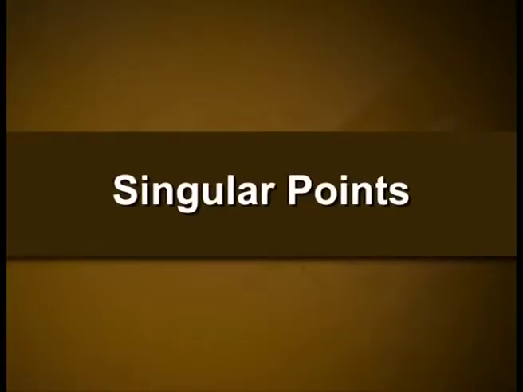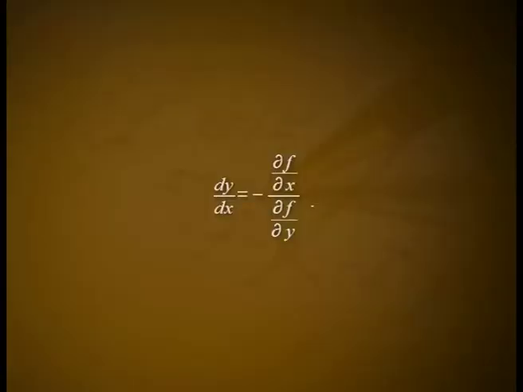Singular points. Let f(x,y) = 0 be the given equation to the curve. Differentiating with respect to x, we get ∂f/∂x + ∂f/∂y · dy/dx = 0. So, the slope of the tangent to f(x,y) = 0 at the point (x,y) is dy/dx = −(∂f/∂x)/(∂f/∂y).